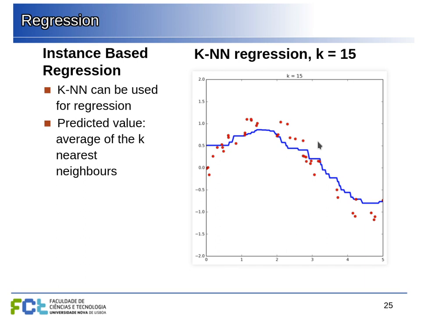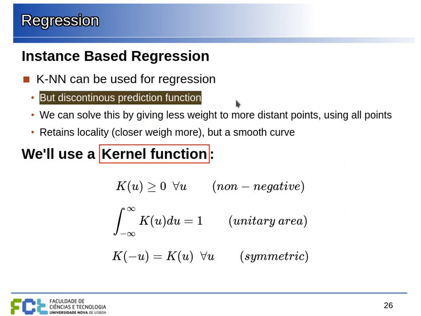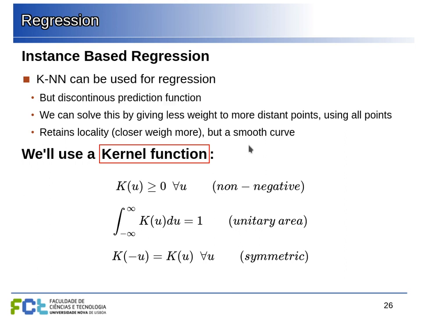We can make this smoother if we use kernel functions. So instead of using the nearest neighbors and just averaging, because this gives us a discontinuous prediction function, we can replace this with a continuous function that will give less weight to points that are farther away and more weight to the points that are closer. So this is called kernel regression in this case, because we're going to use a kernel function.